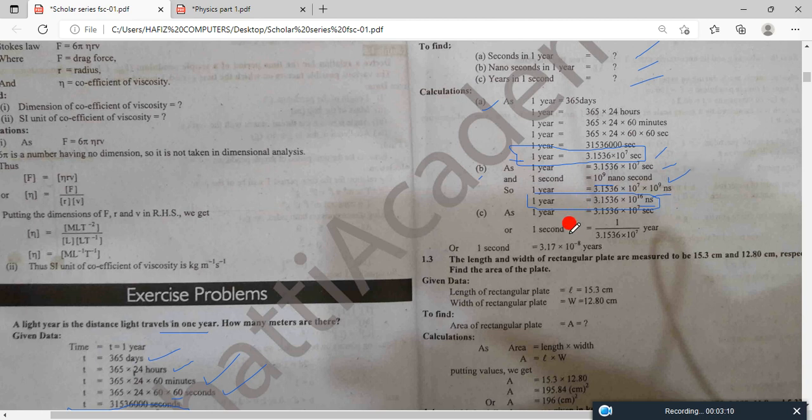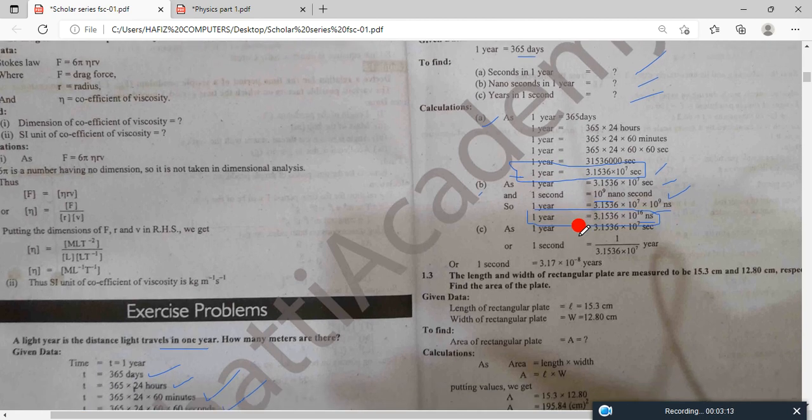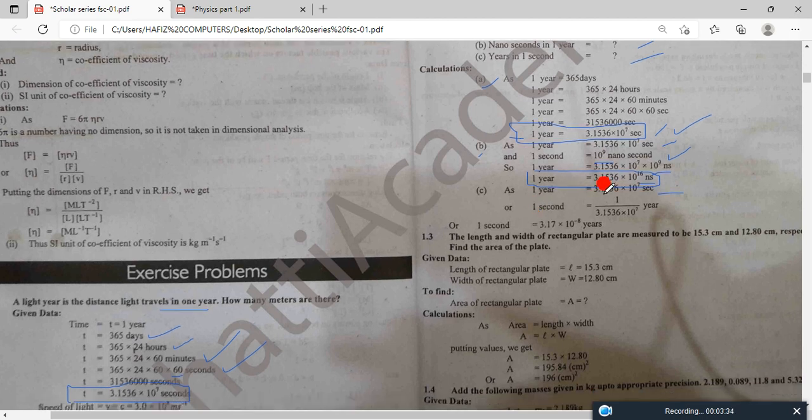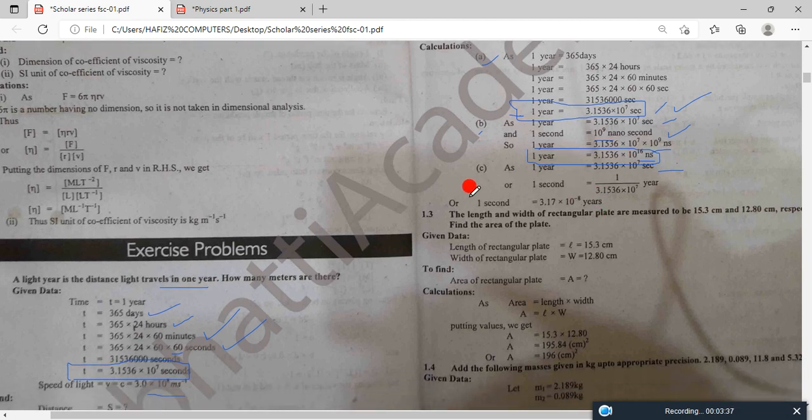So the third one is 1 year is equal to how many years in 1 second. Simply we will rearrange this equation. Part A, which is asked, is already calculated: 1 year is equal to this many seconds. So we will write this as it is. Then we will rearrange, keeping 1 second on one side and dividing by this factor on the other side. We find the answer that 1 second is 3.717 × 10^-8 years. So this is 1 second is equal to how many years.